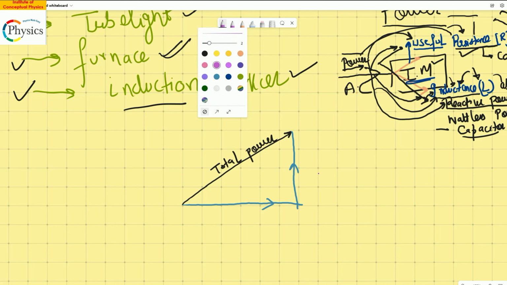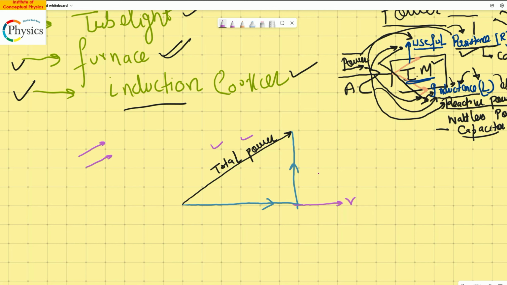Okay, one part is the useful part. So this is your total power, and this, for example, is your voltage vector. You know that in alternating currents, the current and voltage are represented by phasors also. These are phasors. So the total power, and this is a reference phasor, which is voltage. The total power, so this angle, for example, is phi. Okay, let this angle be phi.